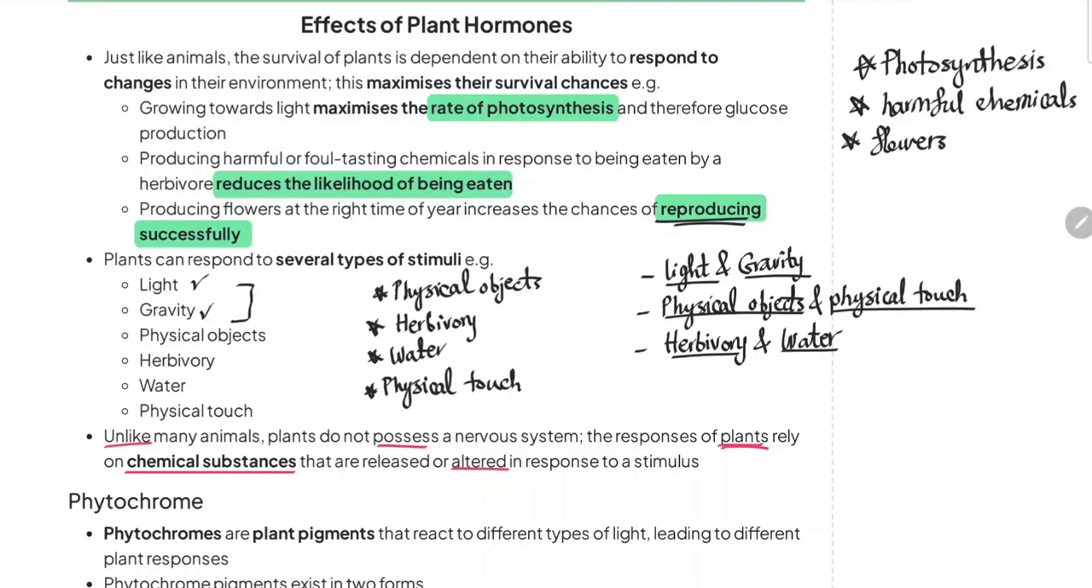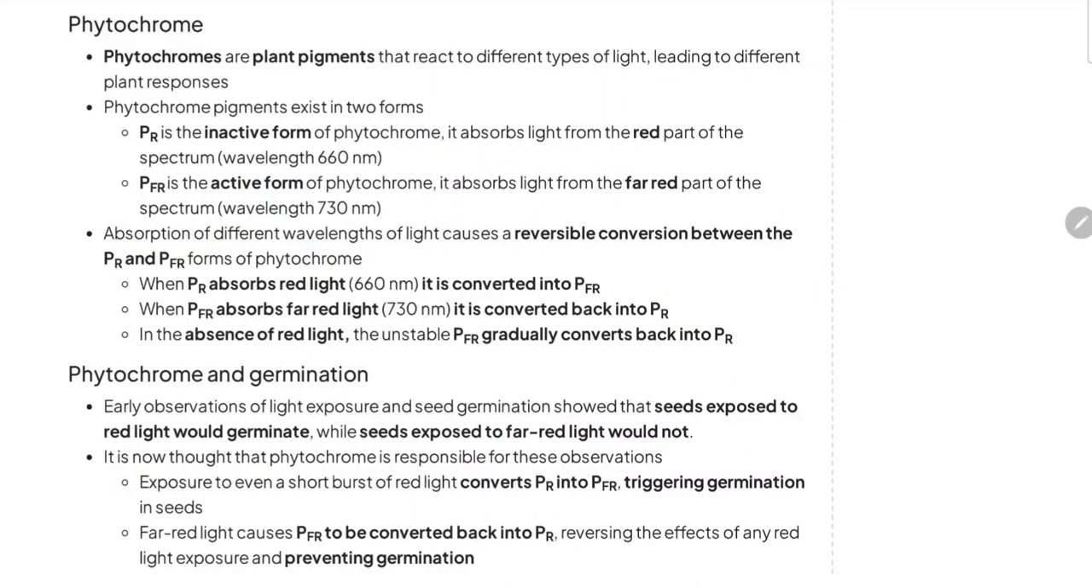First part in here is the phytochrome. The phytochromes are plant pigments that react to different types of light, leading to different plant responses. Phytochrome pigments exist in 2 forms. We have the PR, which is the inactive form of phytochrome, and it absorbs light from the red part of the spectrum. Okay, we have a red part of the spectrum and we have the far red part of the spectrum. The PR is the inactive, while the PFR is the active. So that's the inactive and that's the active form.